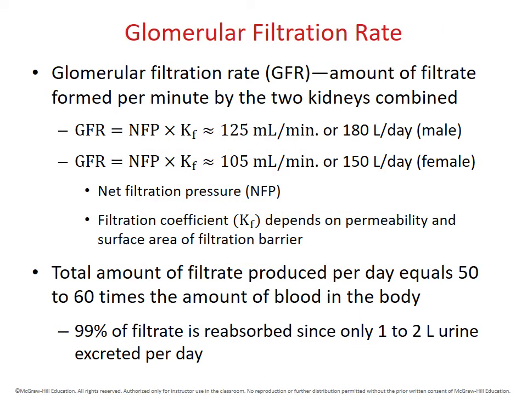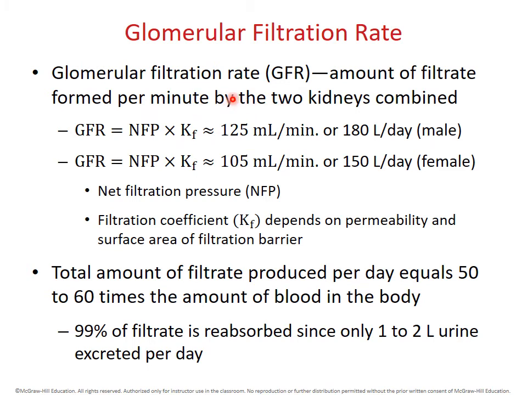All right, so we know that throughout the length of the glomerulus, there is a net pressure that's pushing fluid out. Now, how rapidly does filtrate form? Well, the speed with which filtrate forms is referred to as the glomerular filtration rate. And the glomerular filtration rate, as you can see here, is defined as the amount of filtrate formed per minute. And this is in the two kidneys combined. We generally sum up the activity of both kidneys together and all of these numbers that we're going to talk about. And so the glomerular filtration rate, again, is the amount of filtrate formed per minute.